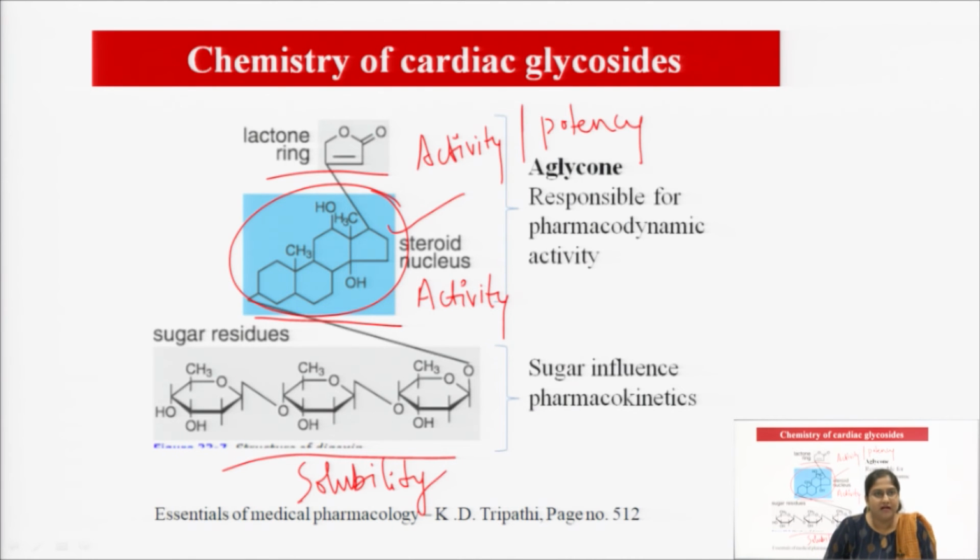So, the aglycone part is responsible for the pharmacodynamic activity, that means how the body responds towards the drug, whereas the sugar is responsible for the pharmacokinetic activity, that means the solubility, the distribution, the ADME, that is absorption, distribution, metabolism and excretion. Then the aglycone is responsible for pharmacodynamic activities.